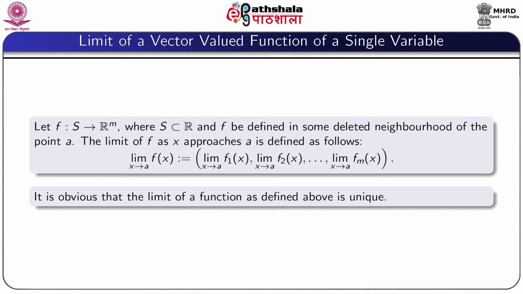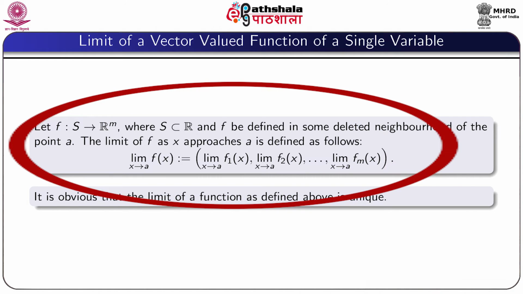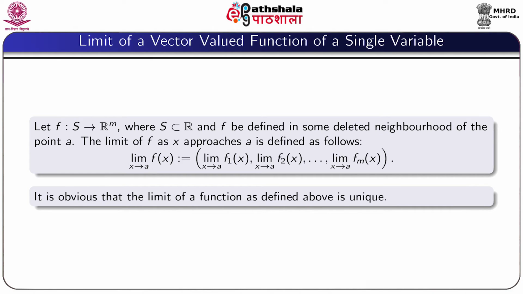Let f be a map from S to Rm, where S is a subset of R and f is defined in some deleted neighborhood of a point A. Then the limit of f as x approaches A is defined as the m-tuple: first one, limit of f1(x) as x tends to A, second one, limit of f2(x) as x tends to A, and so on.